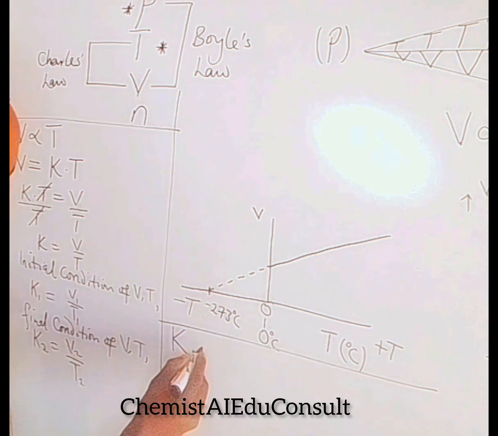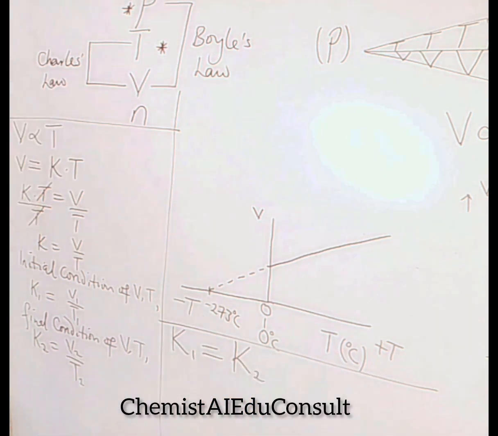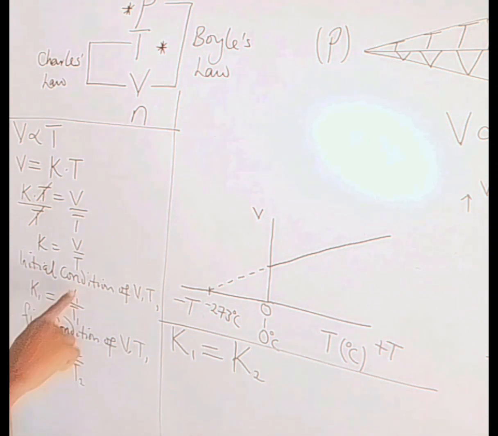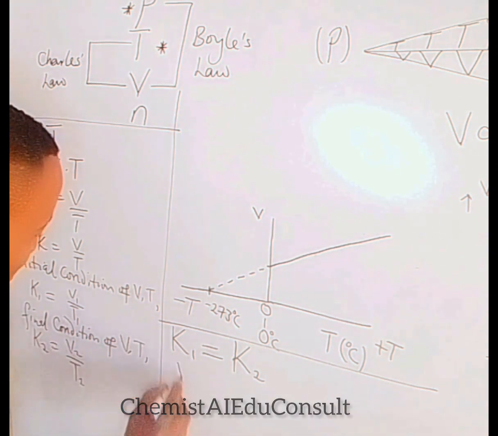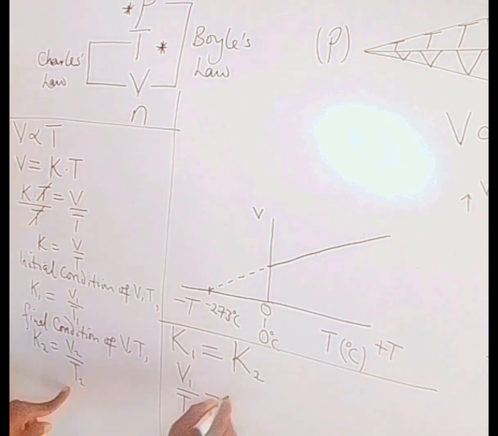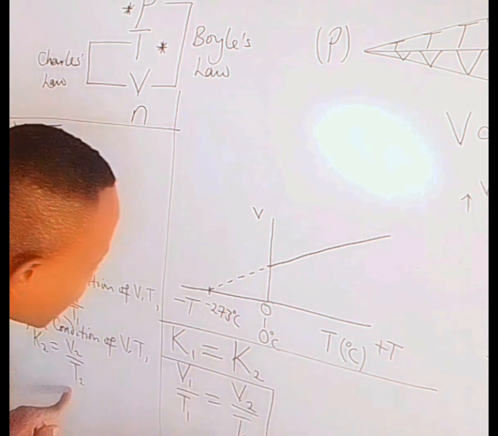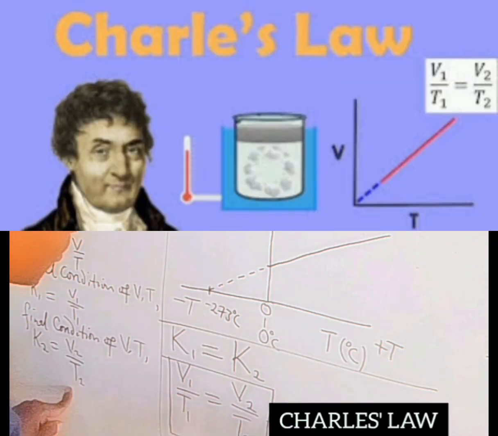K1 is a constant. It does not increase, it does not decrease. Therefore, K1 and K2 are the same. Because of that, K1 is V1 over T1, so we replace it with V1 over T1. And K2 is V2 over T2. Therefore, V1 over T1 equals V2 over T2, and this equation is called Charles's law.